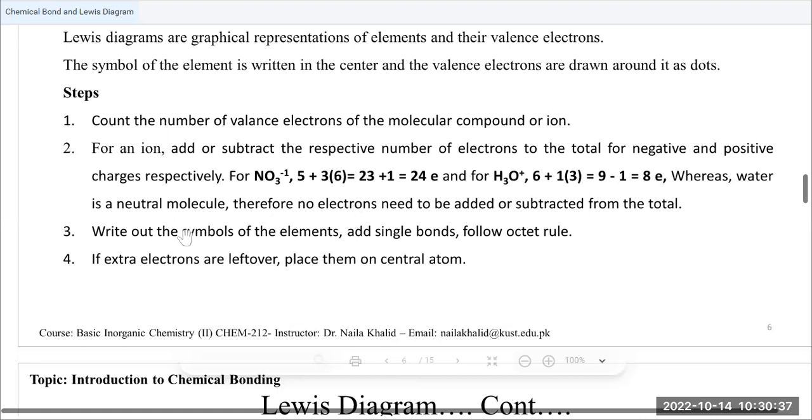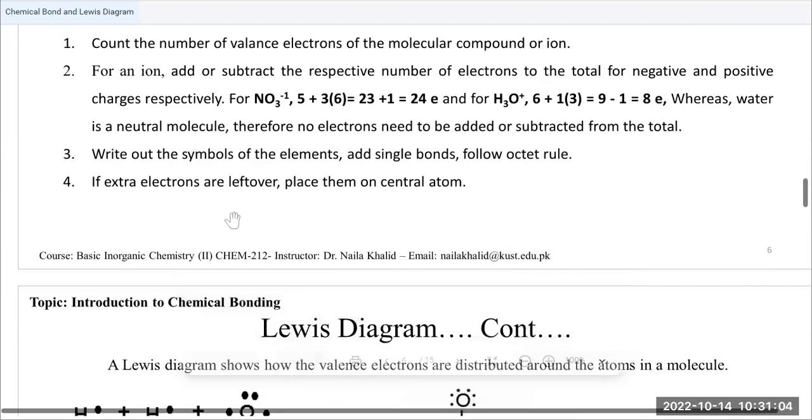And you should also know the standard symbol of elements. You know the single and double covalent bond. You should know the octet rule. And then you can draw the Lewis diagram by using all this knowledge. And any electron which is left over is kept at the central atom. So these are the rules or steps to follow for the Lewis diagram representation.